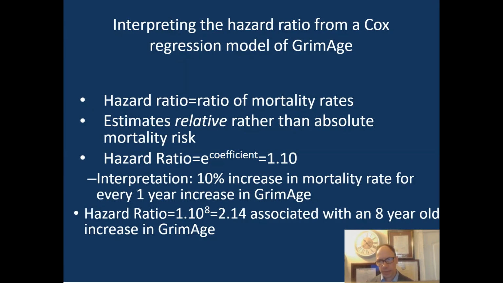About 5% of the population have an epigenetic age acceleration of 8 years or more. Conversely, if you're lucky enough that your epigenetic age acceleration is, let's say, 8 years younger than expected, then your hazard ratio of death would be half that of the average person.